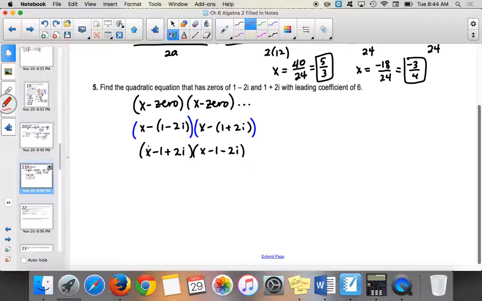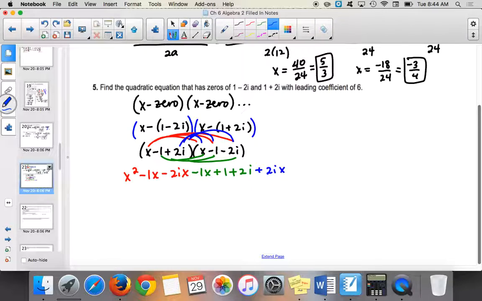All right, so we're going to take that x and multiply it into all 3 terms. So x times x is x squared, x times -1 is -1x, x times -2i is -2ix. Okay, and then we take our -1 and multiply it into everything. So -1 times x is -1x, -1 times -1 is +1, -1 times -2i is +2i. And then we take our 2i and multiply it into everything in the second polynomial. So 2i times x is 2ix, 2i times -1 is -2i, 2i times -2i is -4i squared.